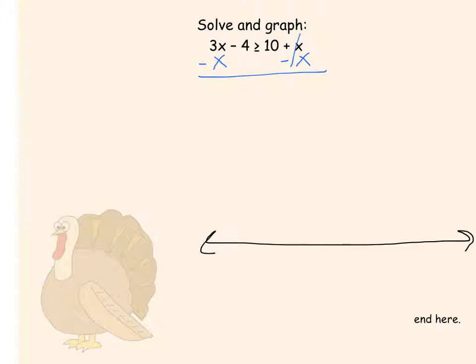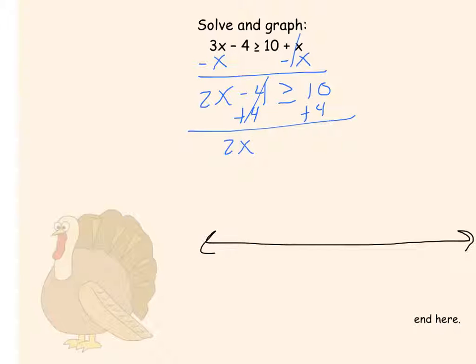I subtract x, and that leads me to 2x minus 4 greater than or equal to 10. Then I will add 4 to both sides. Those cancel. I get 2x is greater than or equal to 14. I then divide by 2. 2's cancel. X is greater than or equal to 7. Okay, greater than or equal to 7.